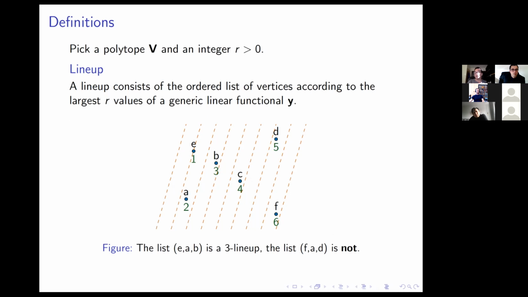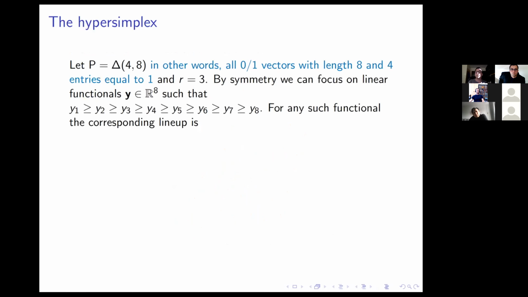So this game can be played for any set of points. And here we use the hypersimplex. So again, what is the hypersimplex? I'm looking at all possible 0,1 vectors of length 8 with 4 entries equal to 1. This is a finite set, it's 8 choose 4. And I'm going to try to see what are all possible 3-lineups. I have to choose 3 points in order, and they have to be the result of taking a linear functional's maximum, second maximum, and third maximum.